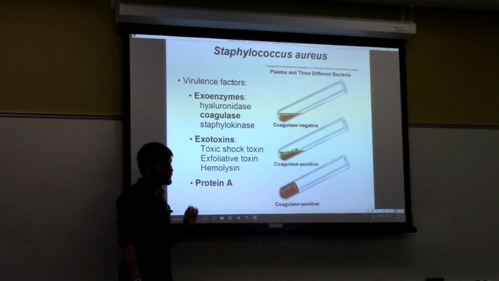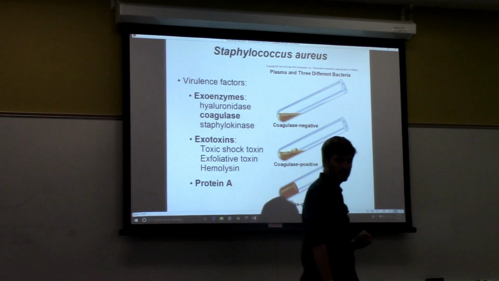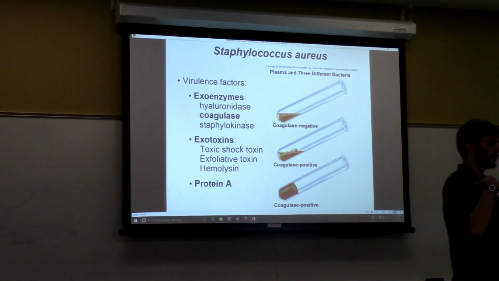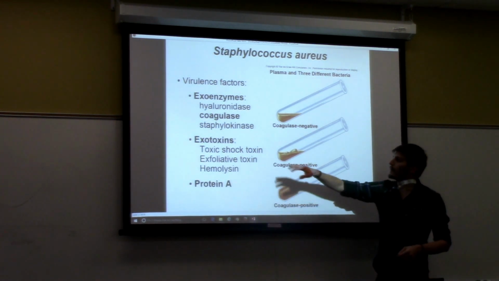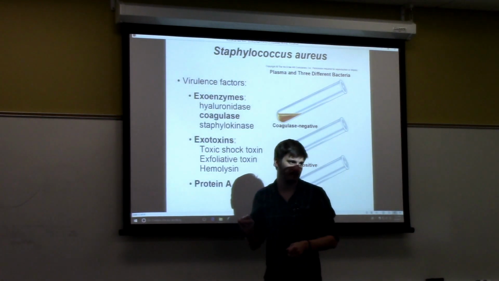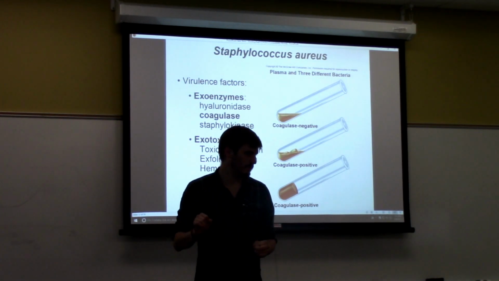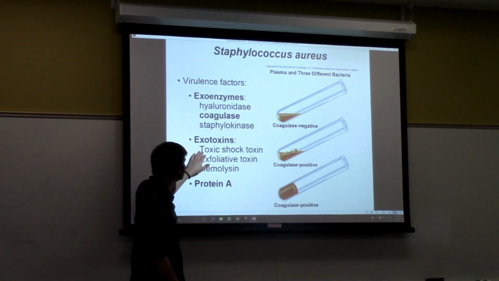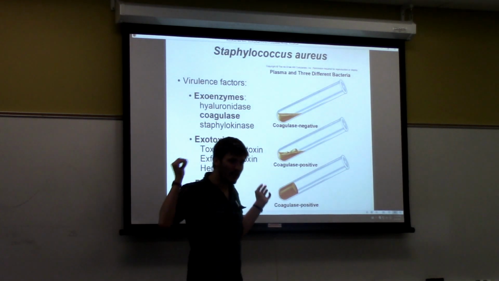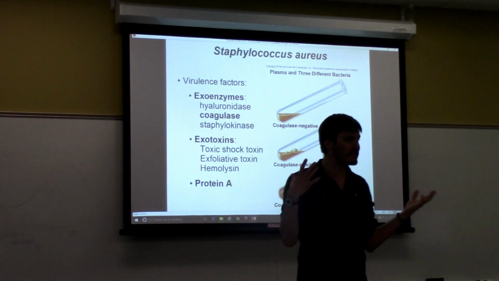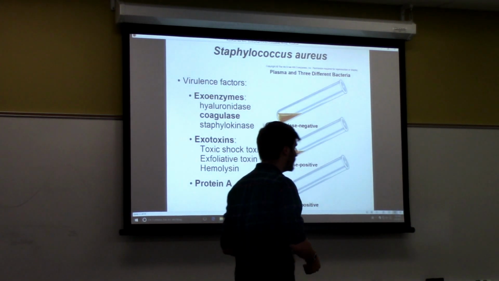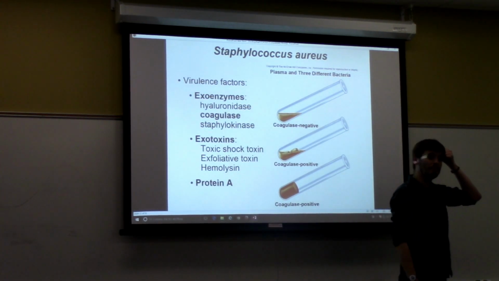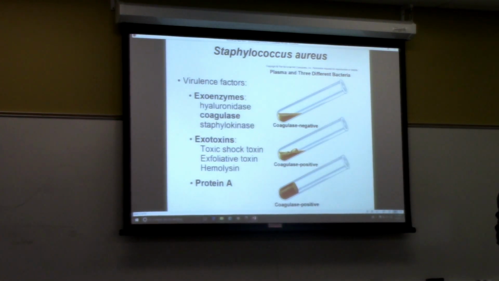Does anyone remember what coagulase does? Coagulates blood. And why would it want to do that? Protects it from phagocytosis. Good. What about toxic shock toxin? Well, it causes shock. The way it does that is it mimics MHC, so it binds to all your T cells at once. They then get activated, and this results in shock. And then protein A, does anyone remember what protein A does? It binds to antibodies, bringing them out of solution, making them not effective.